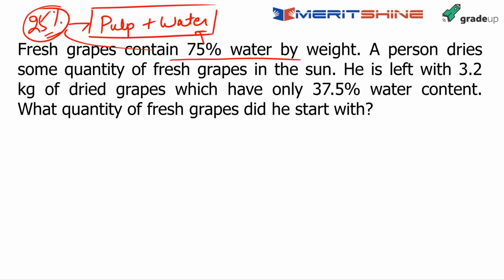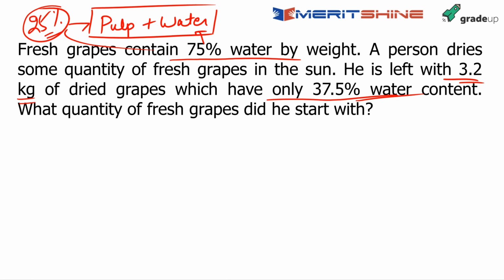A person dries some quantity of fresh grapes in the sun. He dried them, so the water will evaporate. If you dry something in the sun, water evaporates but there is no difference in the pulp, and that's how things are dried. Now he is left with 3.2 kg of dried grapes. Why did this weight reduce? Because the water evaporated. The water evaporated, the pulp remains the same, and because of the decrease in the quantity of water, the overall quantity also goes down, and the dried grapes have only 37.5% water content.